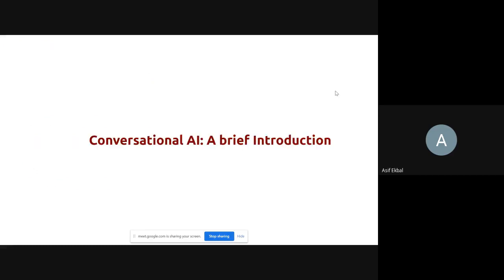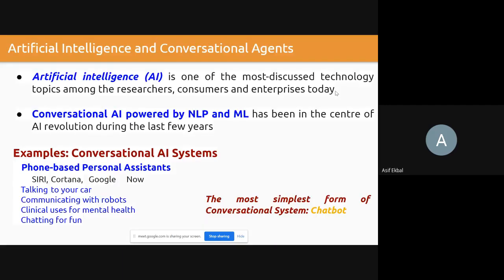Okay, so to introduce, you all know that nowadays AI is one of the most discussed technologies, right? Be it in the research field, the consumers or the enterprises, whatever you take. So AI is a hot topic nowadays. And when we talk about conversational agents, conversational artificial intelligence or conversational systems, powered by robust natural language processing and machine learning, this is one of the very attractive fields that has been at the center of the AI revolution during the last few years.